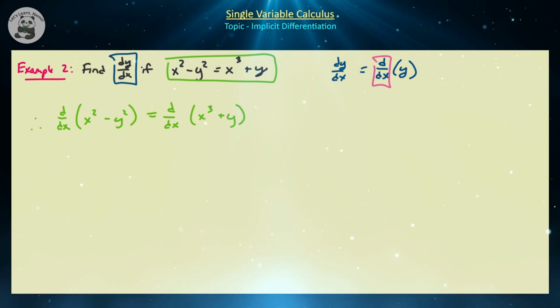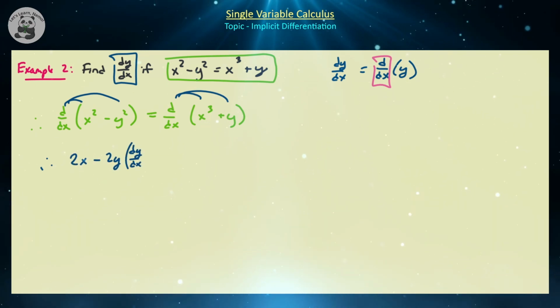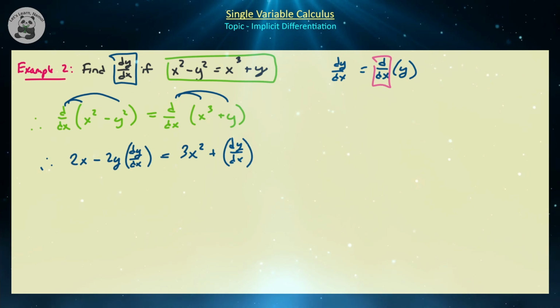So once I distribute that derivative over those differences and sums, then I'm going to have 2x minus 2y times the derivative of y with respect to x is going to be equal to 3x squared plus the derivative of y with respect to x. Again, it's just going to be dy over dx. So now I have these two dy dx's in my equation, so I need to isolate them and solve.